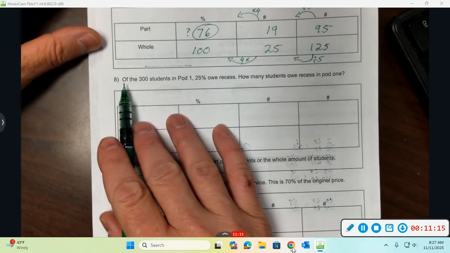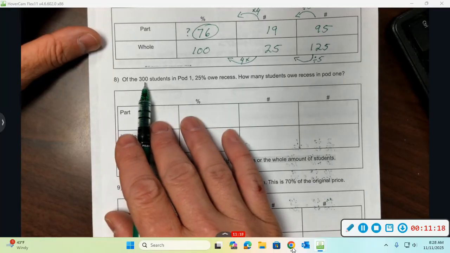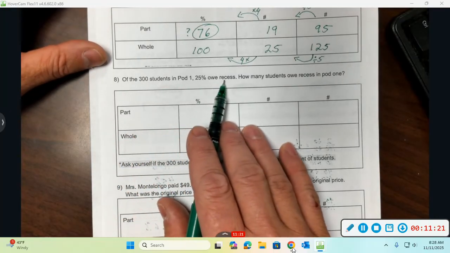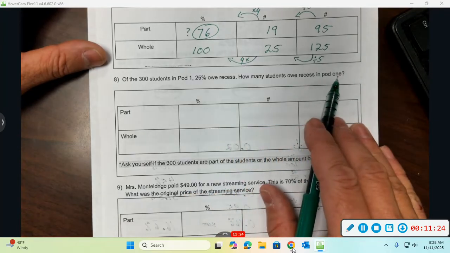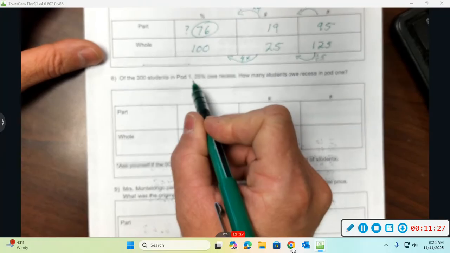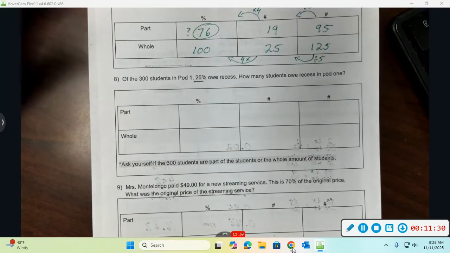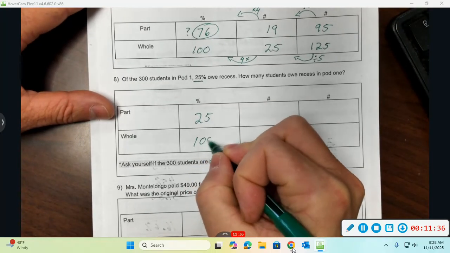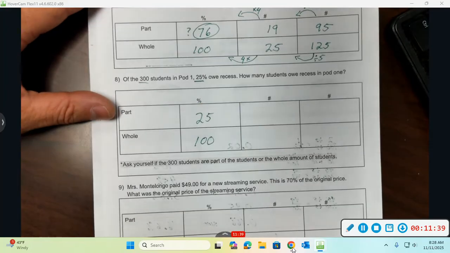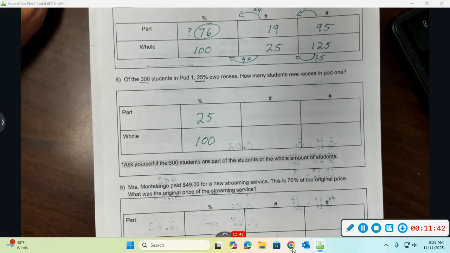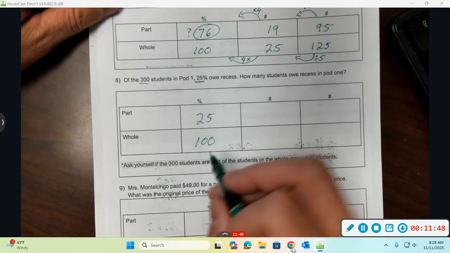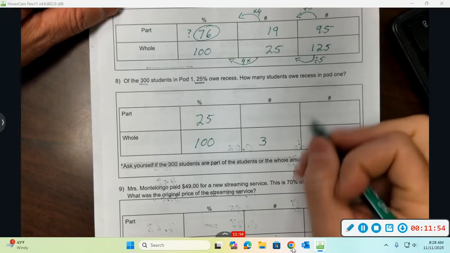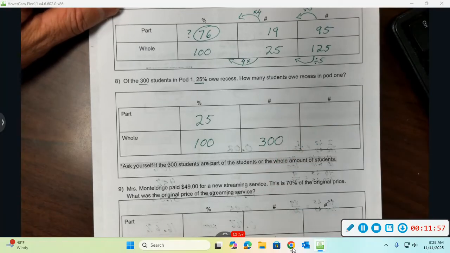Number 8, it says of the 300 students in Pod 1, 25% owe recess. How many students owe recess in Pod 1? All right. So we're given what for the percent? We're given 25. So we're going to put in the percent column 25 over 100. Now this 300, is that a part or a total? It is a whole amount. So I can see that 300 and 100, I can go directly there. So I'm going to just not use this one over here. And I'm just going to use it like this.